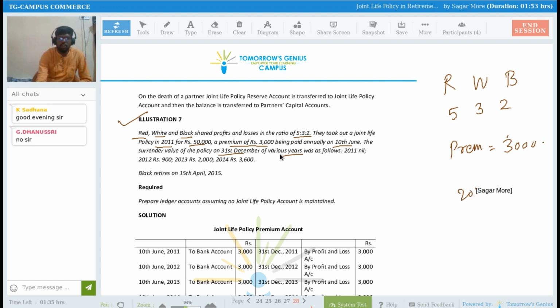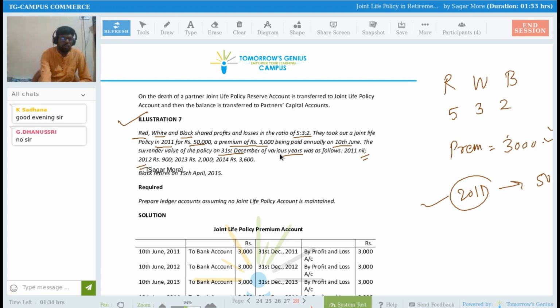So you have taken this policy in 2011. The policy amount is 50,000 rupees, and you are paying an annual premium of rupees 3,000, right? So as per the terms and conditions of the policy, if you surrender, what is the meaning of surrender? Surrendering is nothing but you are cancelling that policy, and you are intimating the insurance company that you are no longer interested in continuing this policy. In short, you are cancelling that policy. That is known as surrender, right? So if you surrender the policy in 2011 itself, then you will get nothing. The amount is nil.